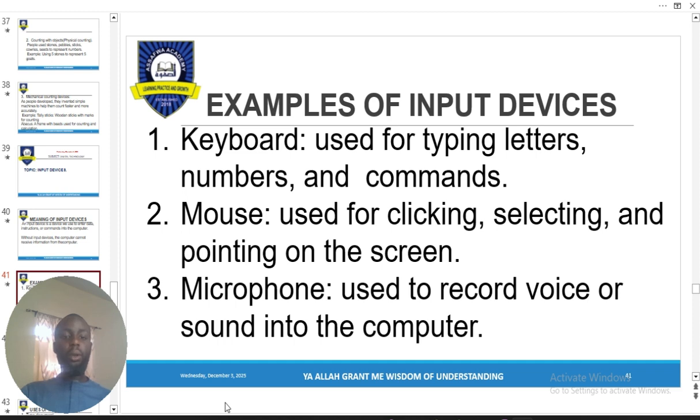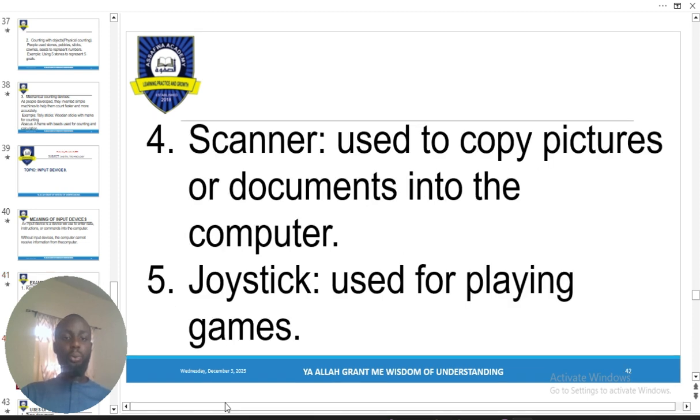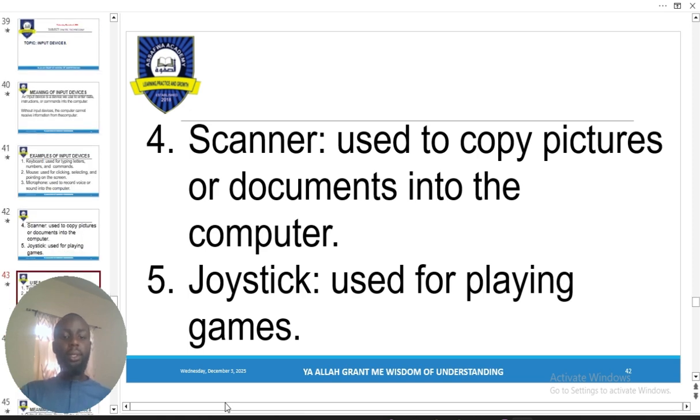The second one we have is the mouse, which is used for clicking, selecting, and pointing on the screen. Then the third one we have is the microphone, which is used to record voice or sound into the computer. The fourth one is the scanner, which is used to copy pictures or documents into the computer. Then the fifth is the joystick, which is used for playing games.